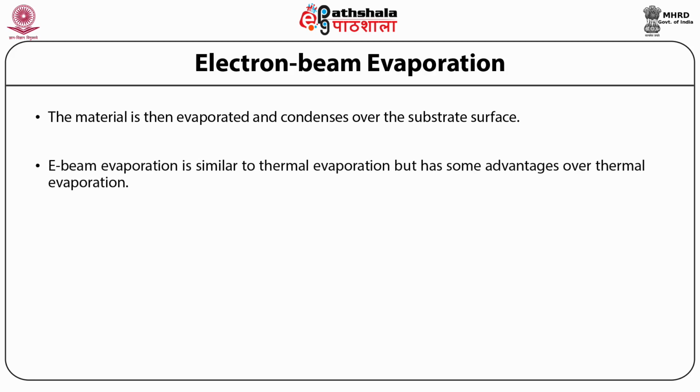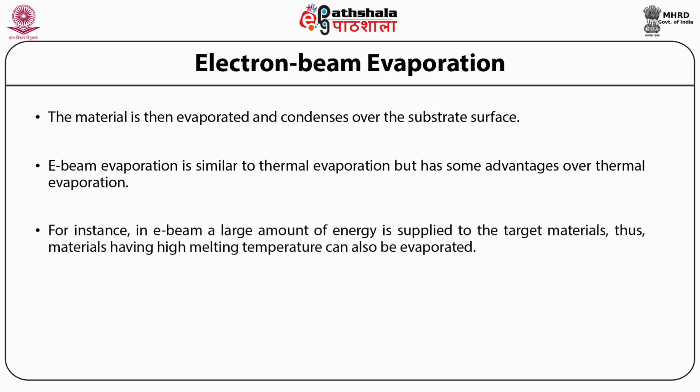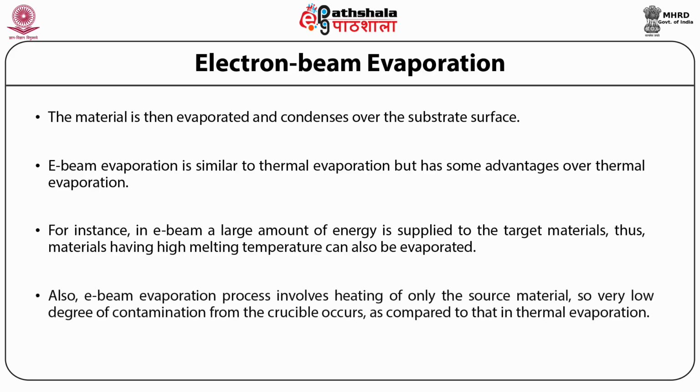E-beam evaporation is similar to thermal evaporation but has some advantages over thermal evaporation. For instance, in an E-beam, a large amount of energy is supplied to the target material. Thus, materials having a high melting temperature can also be evaporated using this technique. Also, the E-beam evaporation process involves heating of only the source material. So, a very low degree of contamination from the crucible occurs as compared to that in thermal evaporation.